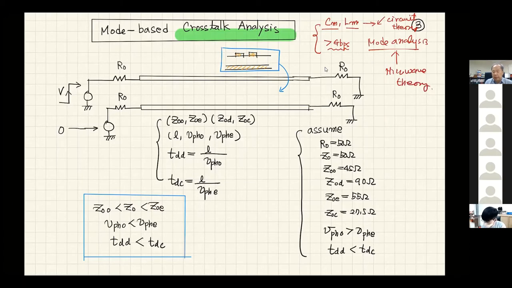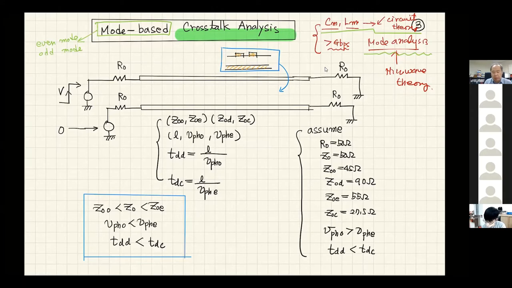I'm not going to spend a long time talking about circuit theory based crosstalk because our class time is limited. Also, considering the very heavy data rates of current interconnections, I believe mode analysis is more necessary at this moment. So I'm going to give the lecture today based on mode analysis. Mode means even mode and odd mode. We spent quite an amount of time discussing even and odd mode propagation, reflections, and generation in the differential line theory. So I'm going to bring that understanding to conduct the crosstalk analysis today.